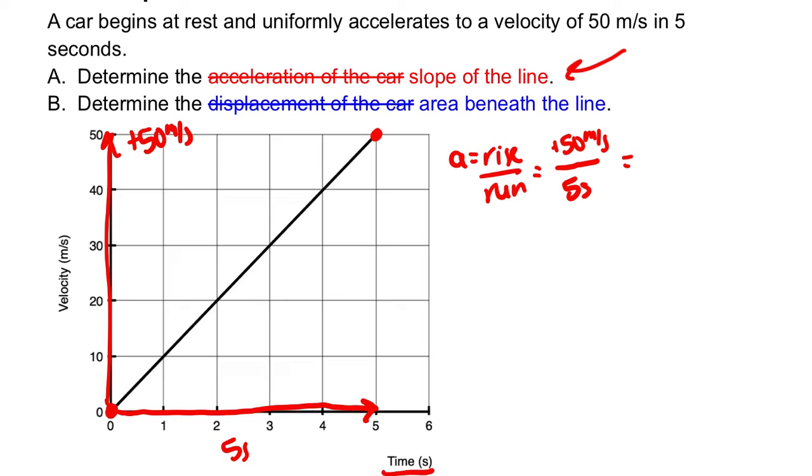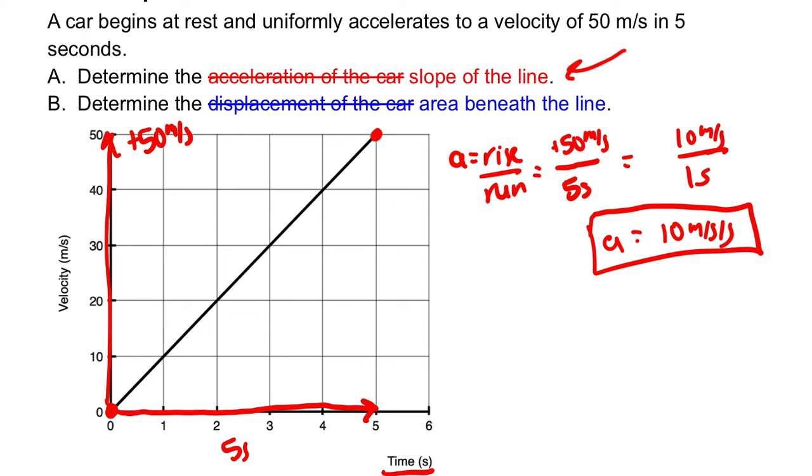And what we get now is 10 meters per second for every 1 second. We have a change in velocity, or in other words, we have an acceleration of 10 meters per second squared. So notice that our acceleration or slope really is in line with the graph that we made. We found out that our acceleration is 10 meters per second squared.